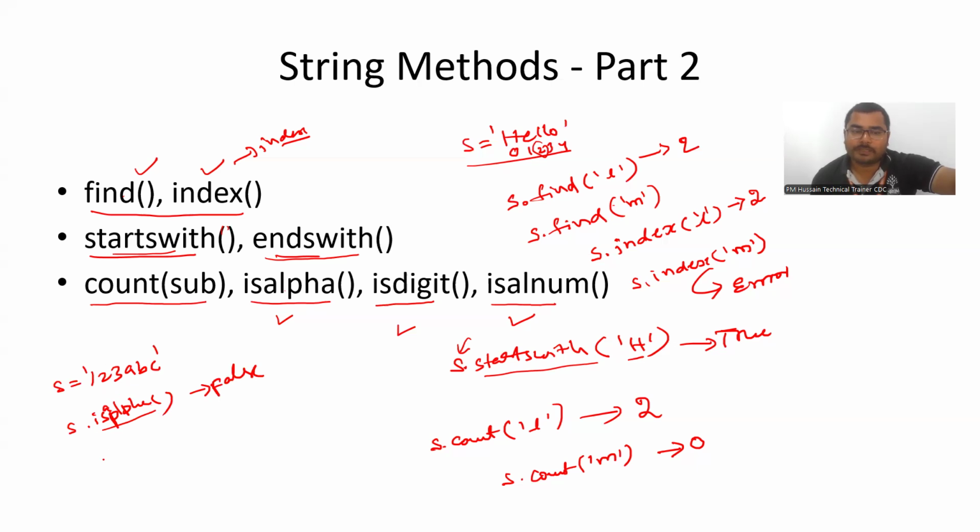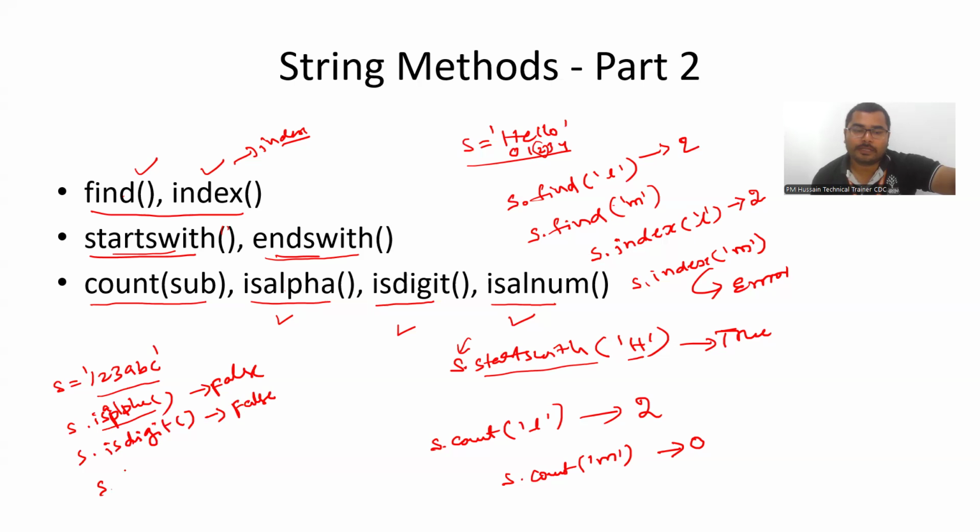Okay, here we have the numbers. Now next, s.isdigit(). The isdigit method will check whether all characters in the given string are digits or not. If all are digits, it will return true, otherwise it will return false. Here also, the string is not having all digits. It is having a mix, so it will return false. If all are digits, it will return true.